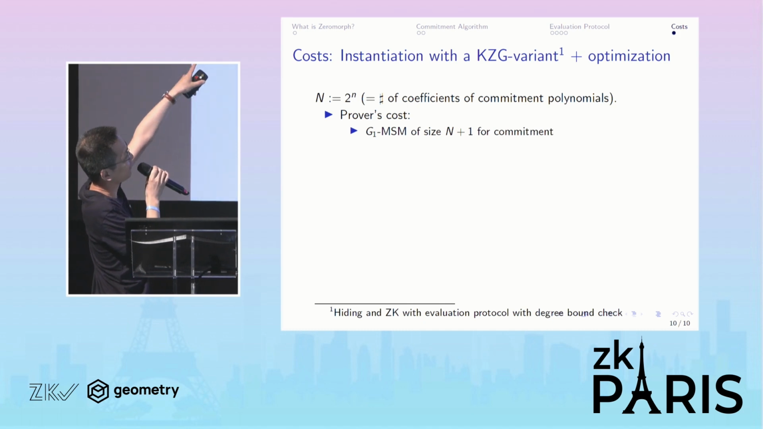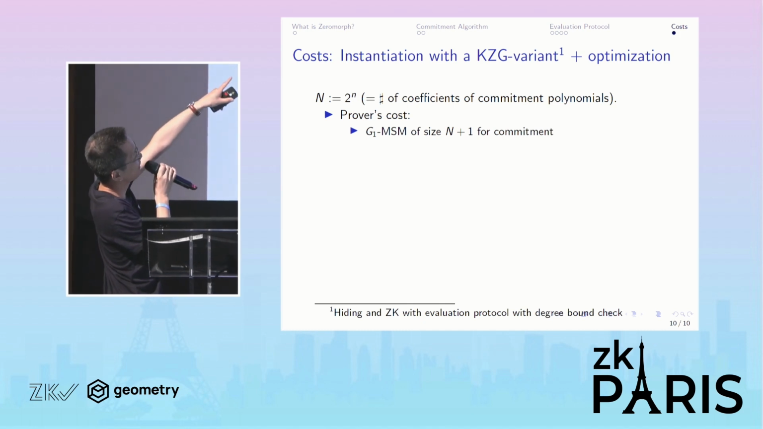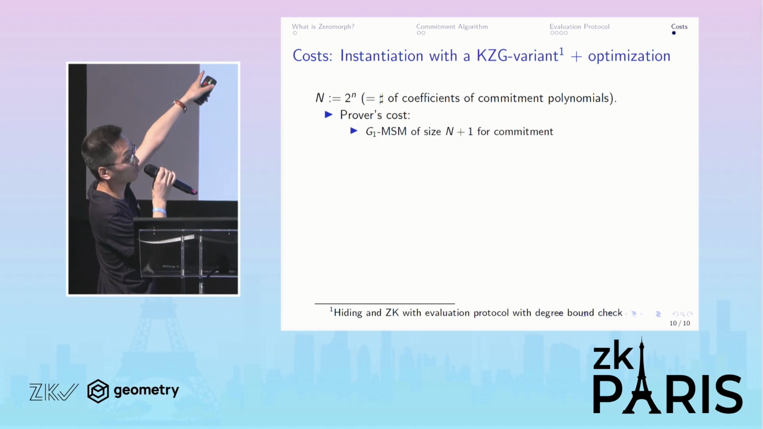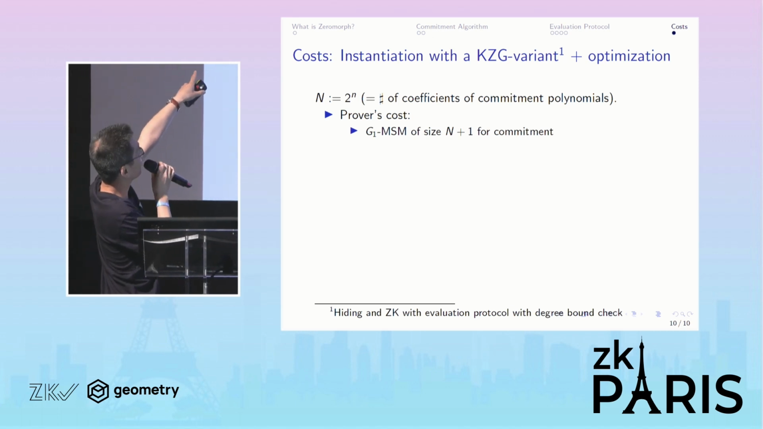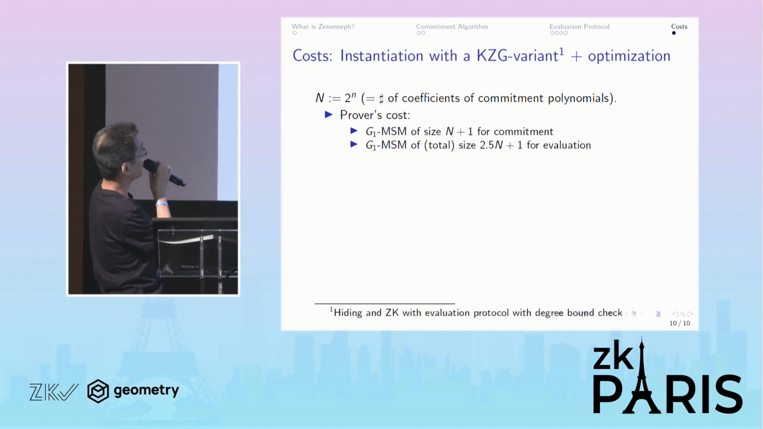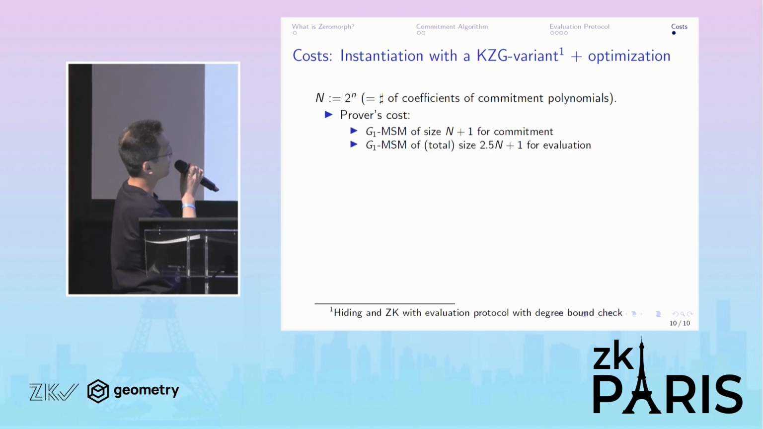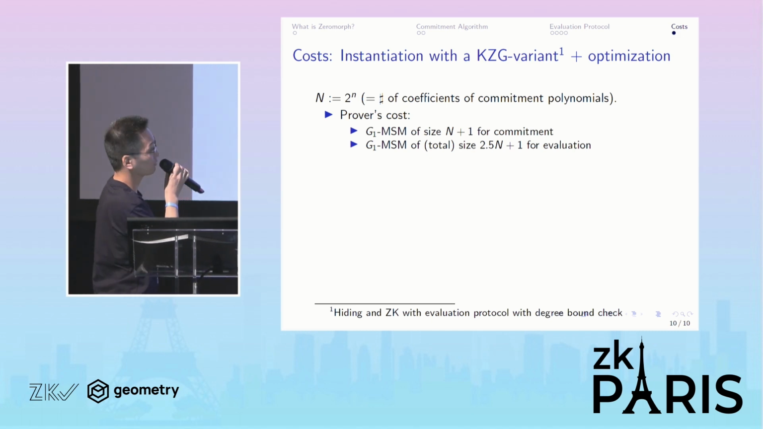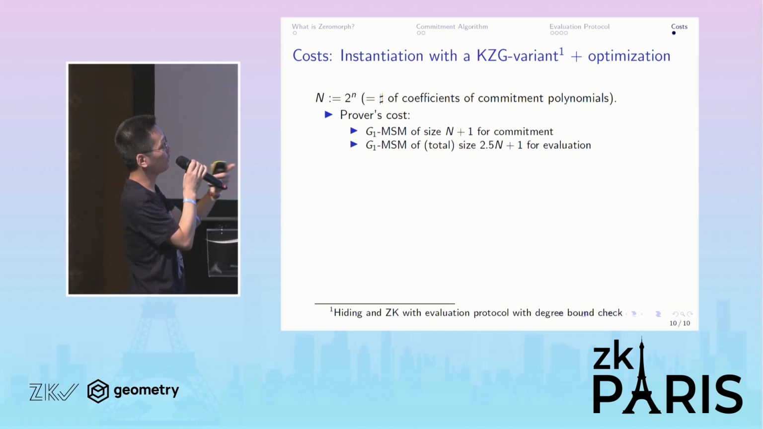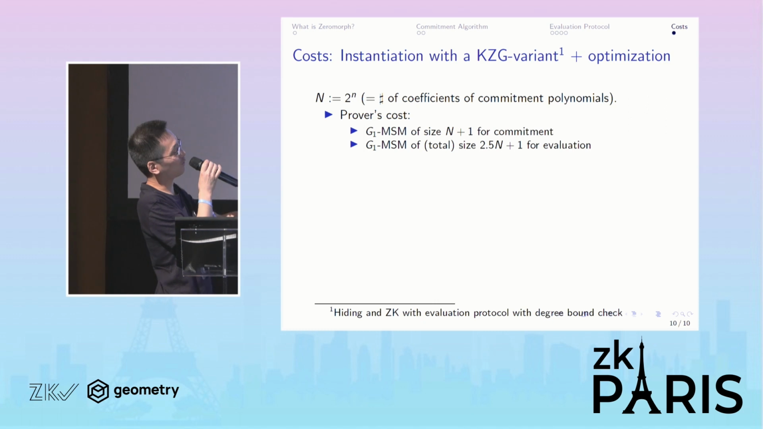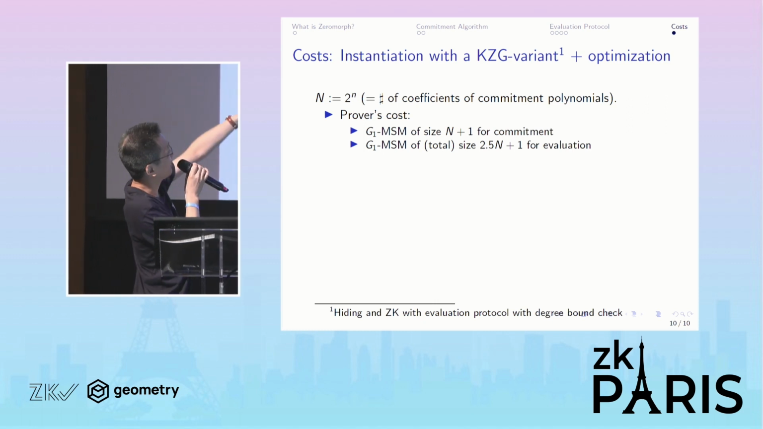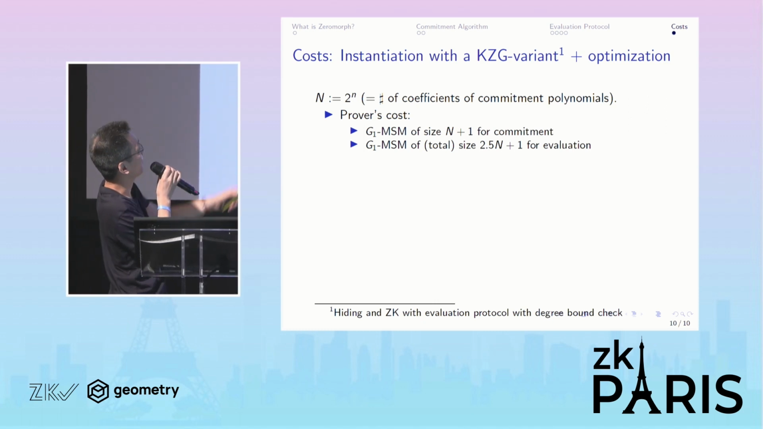The prover cost is in G1, because the underlying univariate commitment scheme is KZG, so there is a pairing. We use an elliptic curve pairing, and G1 denotes the first pairing group. So prover cost: G1 MSM of size n plus 1 for commitment, G1 MSM of total size 2.5n plus 1 for evaluation. Total size means it's not just one polynomial, it's several polynomials, and the total number of coefficients, the size of the MSM, is 2.5n.